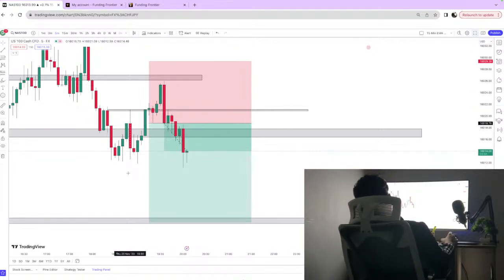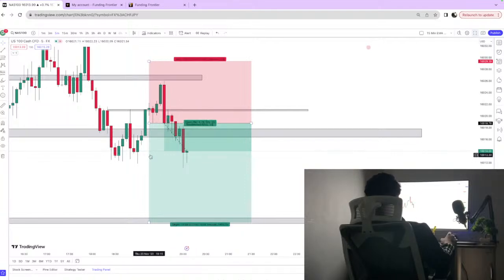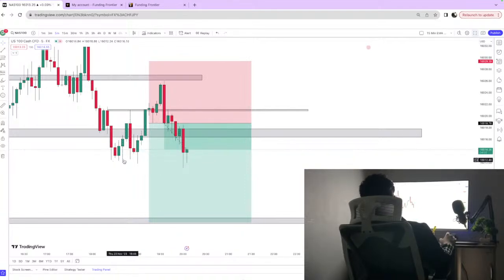It is reacting to this level, you can see. That means it's also a good level. But now we have taken the trade, we have to sit and see. It may take support from here and shoot upward, or it may break and give our target. Anything is possible.